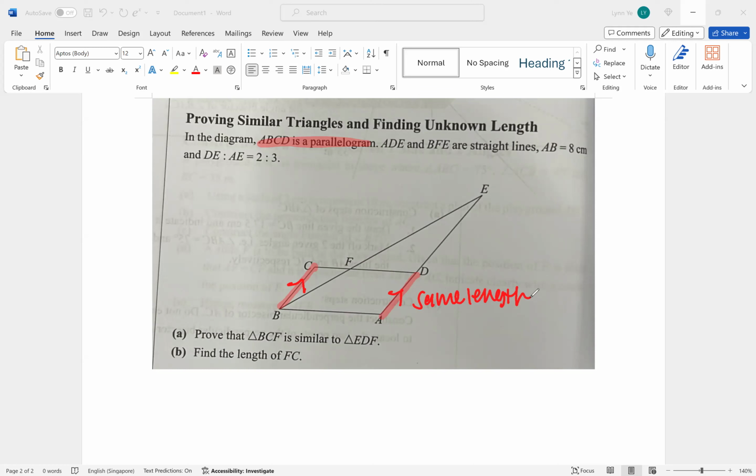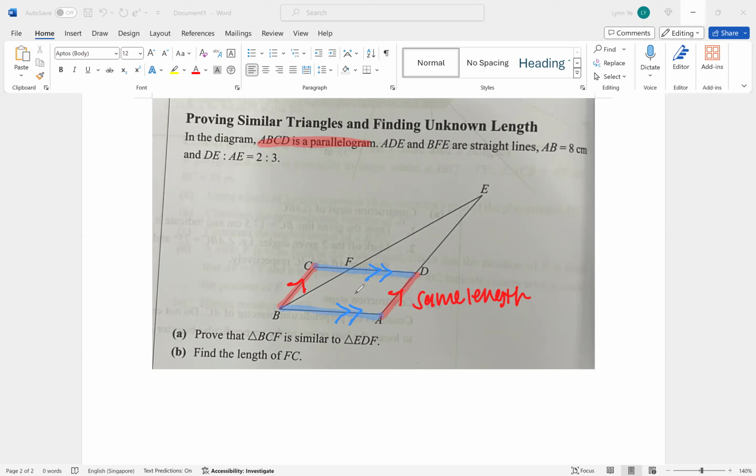What else besides parallelogram? Any more? Guys, any more? I don't want you all to be copying. I want you all to answer. Any more? Yes, CD and BA. What can we say about CD and BA? Parallel. And what else? And same length. Now y'all can copy.